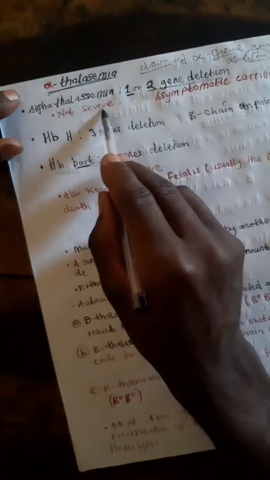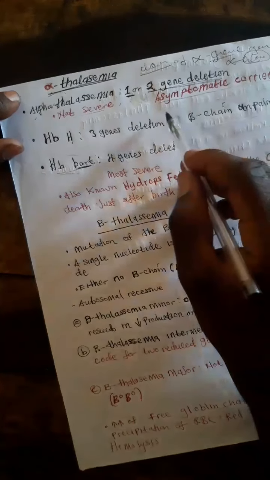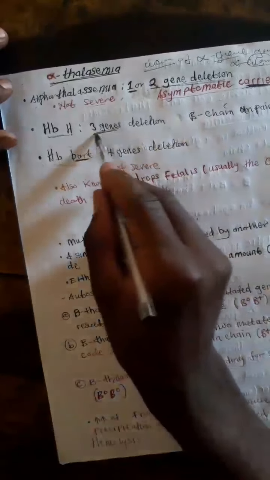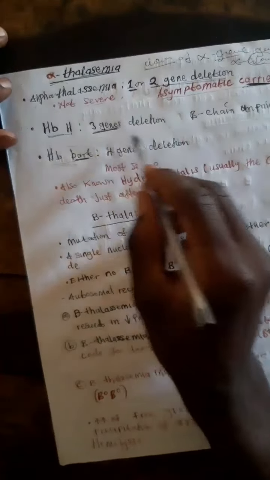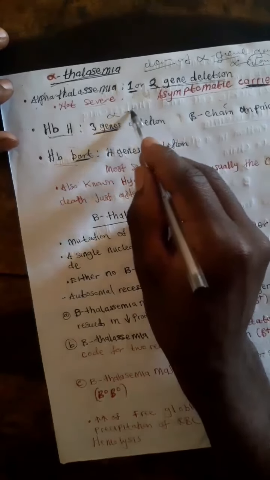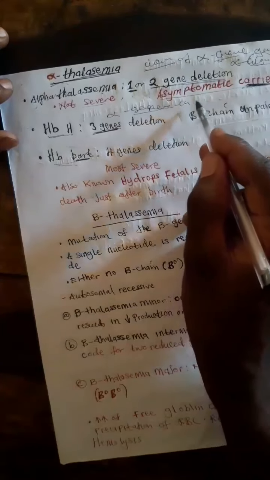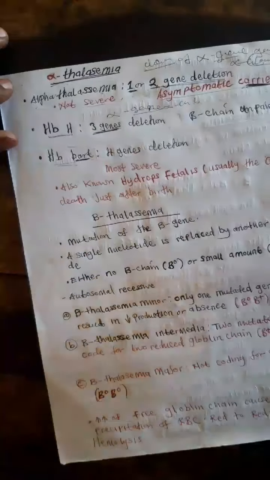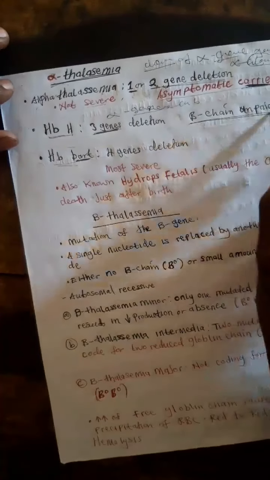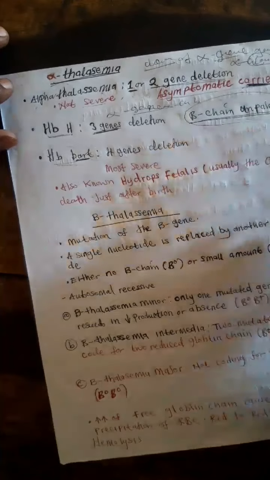This is not severe. A person carrying this gene is asymptomatic but a carrier. In hemoglobin H, there is a deletion of 3 genes. What are those genes? The alpha genes that code for alpha globin chain. So this means that when there is a deletion of 3 genes, the beta chain remains unimpaired.